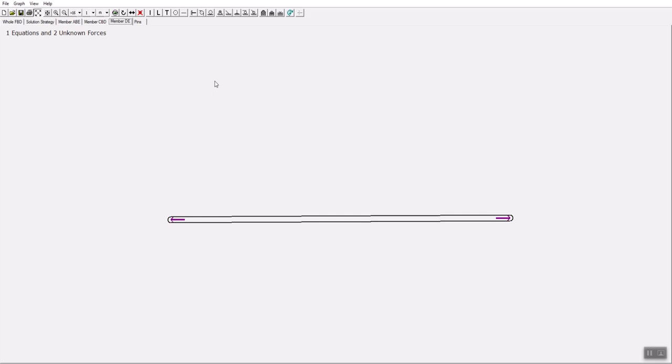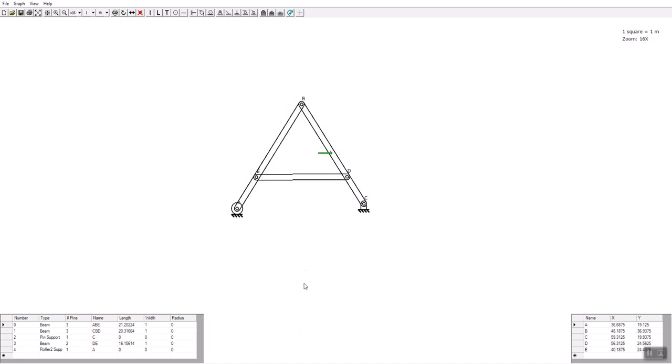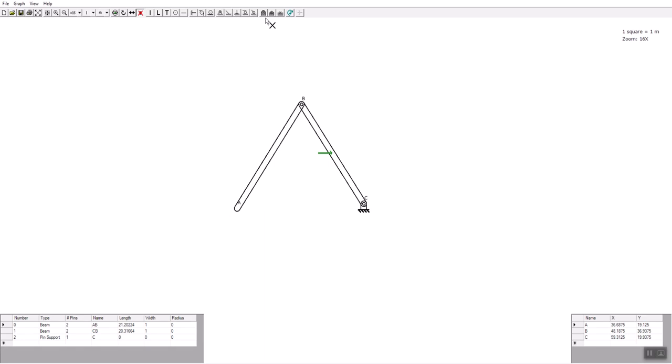So we went through three things: collapsible member, that is, if we move this, collapsible. If we move the roller, replace that by a pin, this structure is okay.